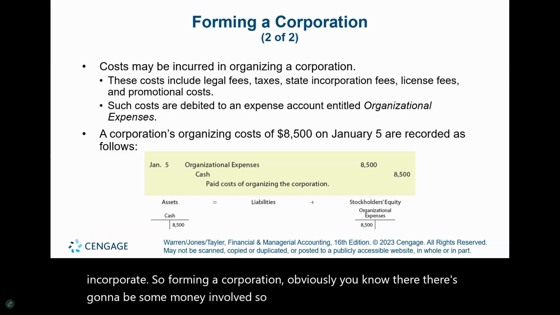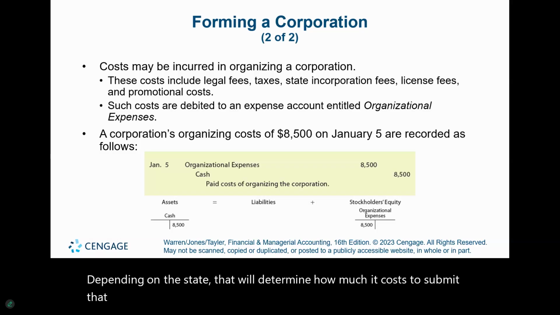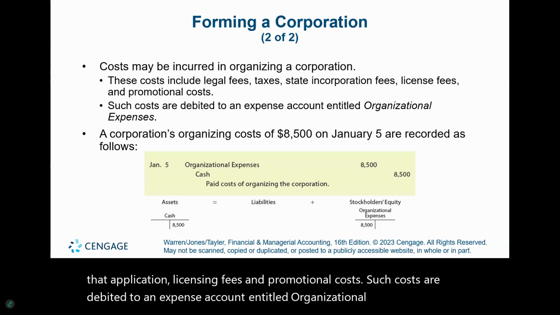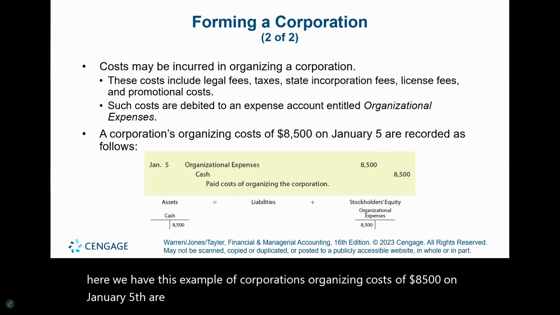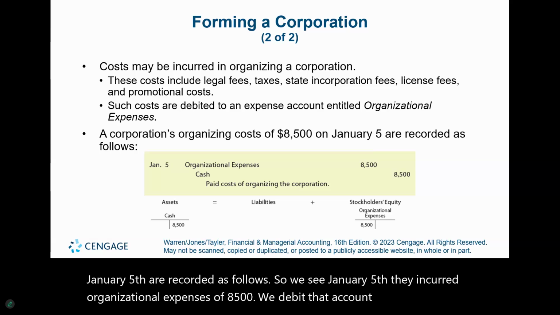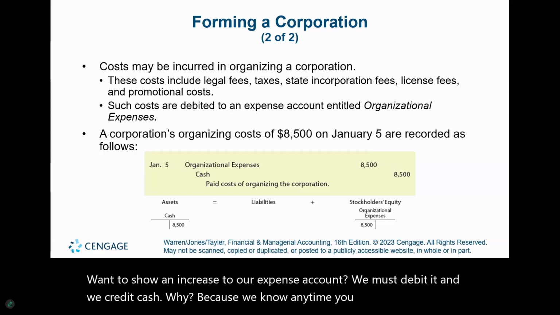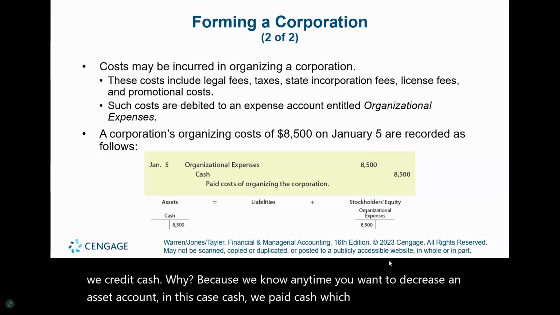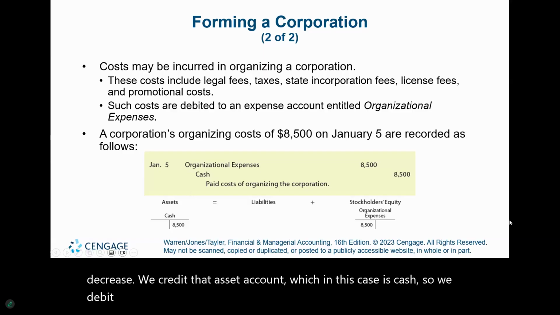Forming a corporation, obviously, is going to involve some money. Costs may be incurred in organizing a corporation. This could include legal fees, taxes, state incorporation fees, and depending on the state, that will determine how much it costs to submit the application, licensing fees, and promotional costs. Such costs are debited to an expense account entitled organizational expenses. Here we have this example: a corporation's organizing costs of $8,500 on January 5th are recorded as follows. On January 5th, they incurred organizational expenses of $8,500. We debit that account because anytime we want to show an increase to an expense account, we must debit it. And we credit cash. Why? Because anytime we want to decrease an asset account, in this case cash, we credit it. We paid cash, which means there's a decrease. So we debit organizational expenses and credit cash.